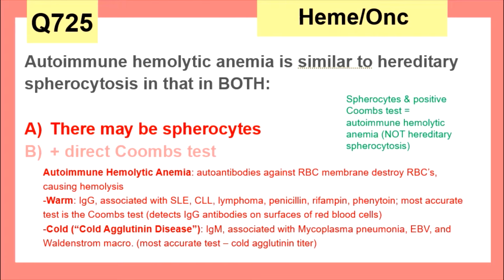And here's a little bit about autoimmune hemolytic anemia. Warm versus cold. Remember, warm is the IgG one. It's associated with SLE, CLL, lymphoma, penicillin, rifampin, and phenytoin. The most accurate test is the Coombs test. And the cold agglutinin disease, that's associated with IgM, mycoplasma, EBV, and Waldenstrom macroglobulinemia, all the M's. IgM with the M's. The most accurate test is the cold agglutinin titer.